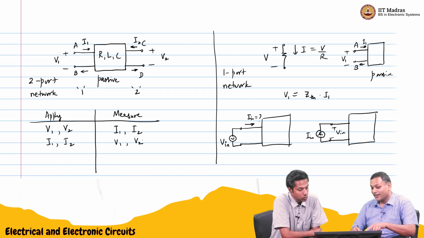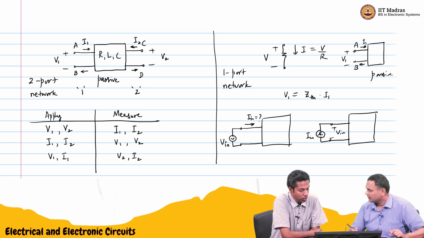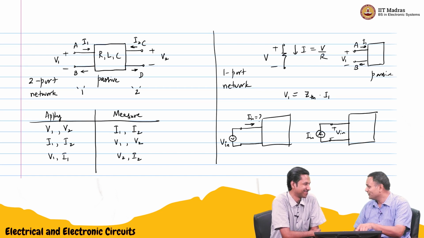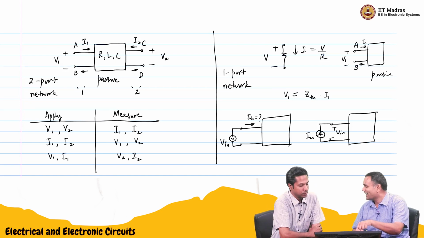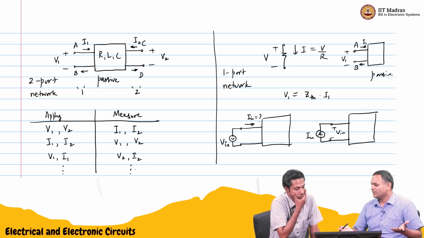I can also do V1, I1, and then we will measure V2 and I2. And vice versa. All kinds of combinations are there. I can actually choose any two of these. I can apply V1 and I2, measure I1 and V2, all of these. So it can get quite complicated. You can keep going on.